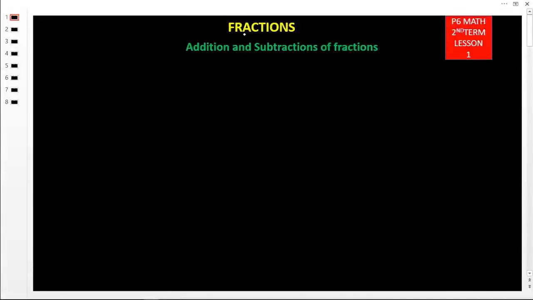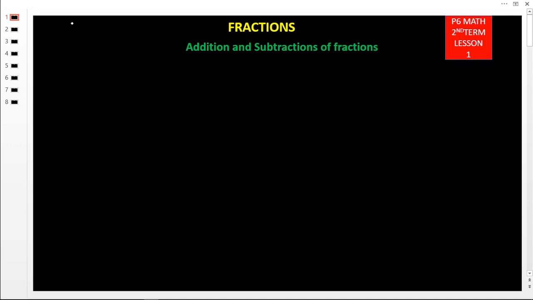So we are going to look at fractions as our first topic in second term's work, Mathematics Primary 6. We've been looking at fractions since primary 1. Under this topic we are going to look at the subtopic addition and subtraction of fractions.